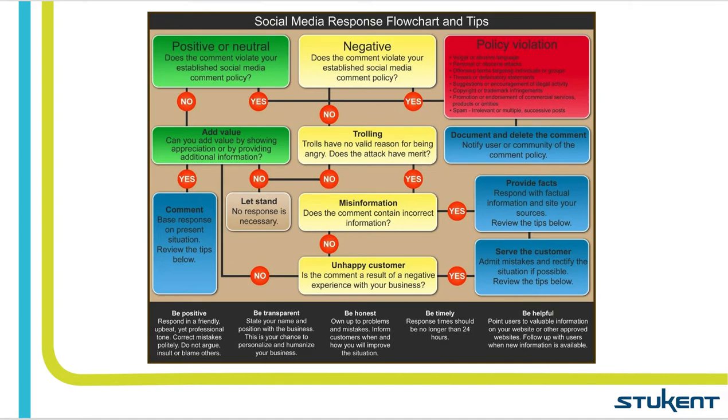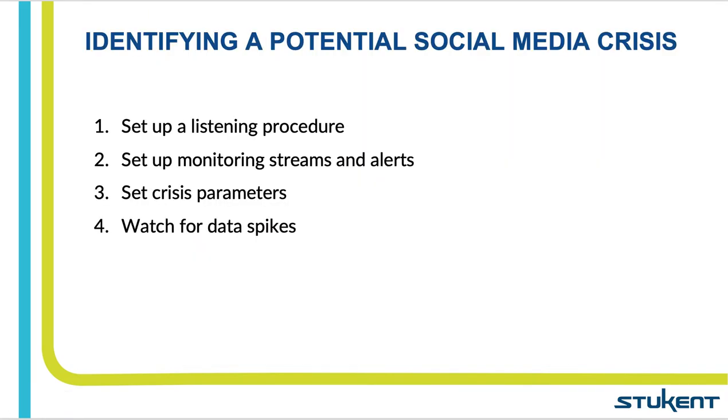So utilizing a social media response flow chart, as seen on this slide or somewhere else, you can find them online if you actually search for them. A social media team can evaluate social media posts and provide a response and strategy for each. This one looks a little dense in my opinion, but hey, see if you can improve upon it. So identifying potential social media crisis, number one, set up a listening procedure. How do you monitor your social media? You should have someone on call that's going to check in every now and then and make sure nothing bad is going on.